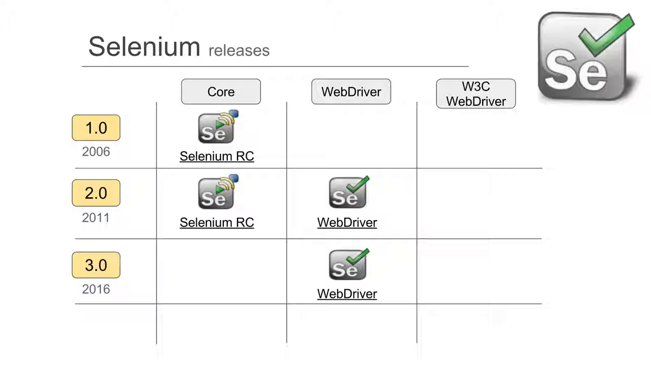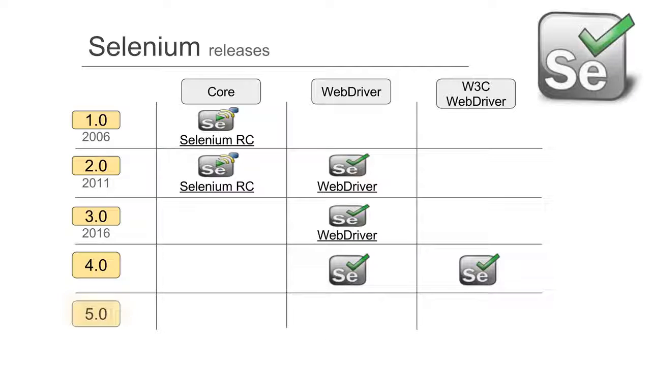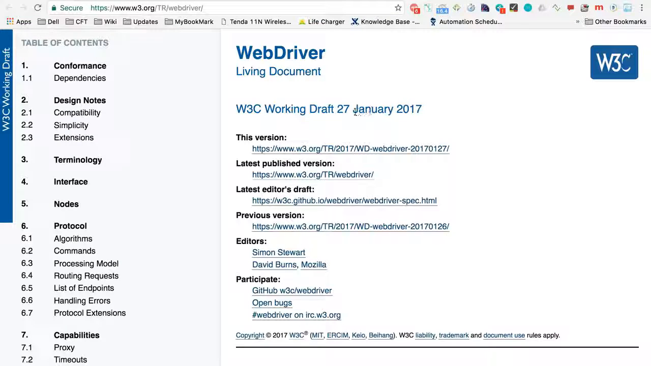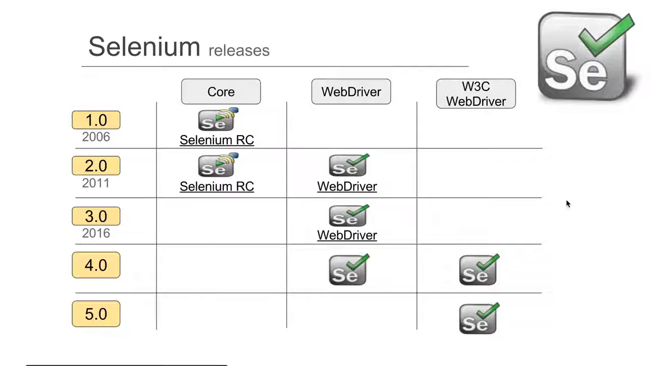So this is what the roadmap ahead is, and with Selenium 4.0 we will have a W3C compatible WebDriver, and the current WebDriver will be actively maintained. And in 5.0 the plan is the current WebDriver will be dropped and we will only have the W3C compatible WebDriver. And if you go online to this link, you can see as of January 2017 the specs are being written, and Simon Stewart, who is the creator of WebDriver, is actively involved. So this is what the roadmap ahead for WebDriver is looking like.